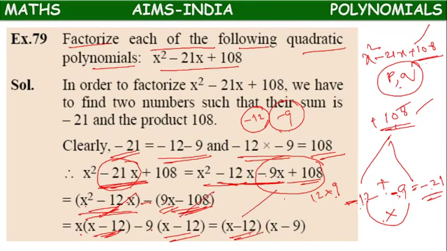x minus 12 is common. So here x is there, here minus 9 is there. We will write like this. So these two are the factors: x minus 12 and x minus 9 are the factors.